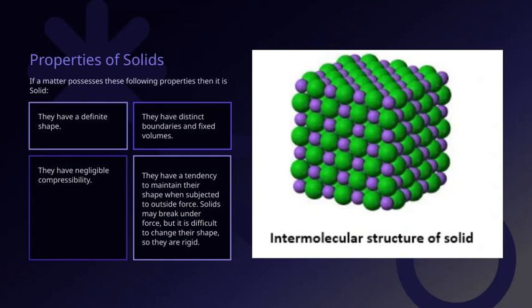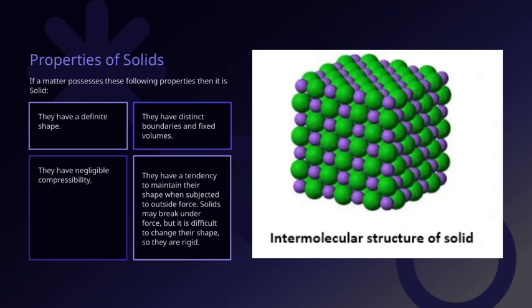Now let's talk about the properties of solids. If a matter has certain characteristics, then we can classify it as a solid. First, solids have a definite shape. This means they retain their shape without needing a container to hold them in place. Second, they have negligible compressibility, which means you can't easily squeeze or compress them into a smaller volume. They resist being compressed. Third, solids have distinct boundaries and fixed volumes.